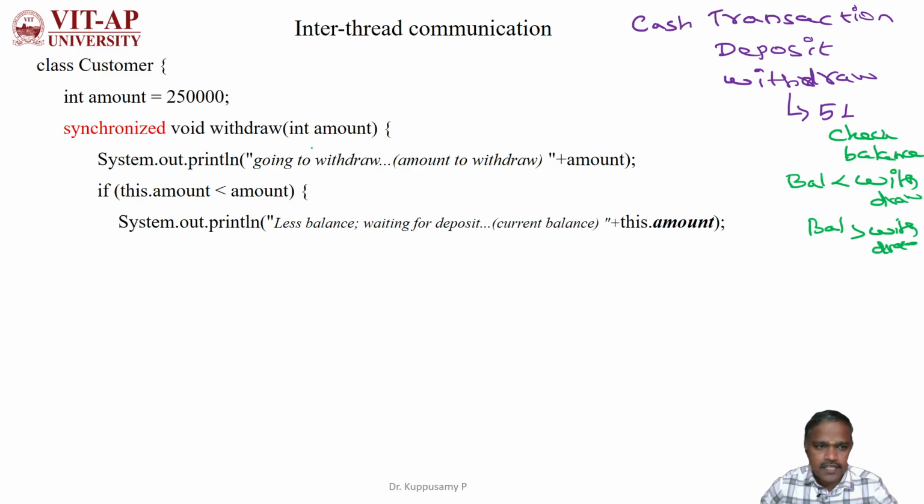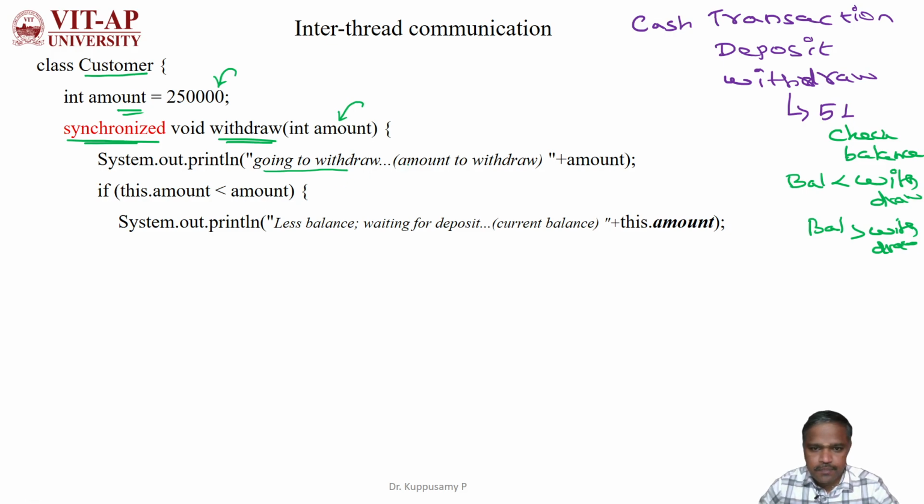So based upon this scenario, I am writing a class named Customer, with the amount assigned as 2,50,000. Then the method withdraw receives some amount as an argument. This method is a synchronized method. Then this statement displays that you are going to withdraw a specific amount, and that amount is given in the display statement.